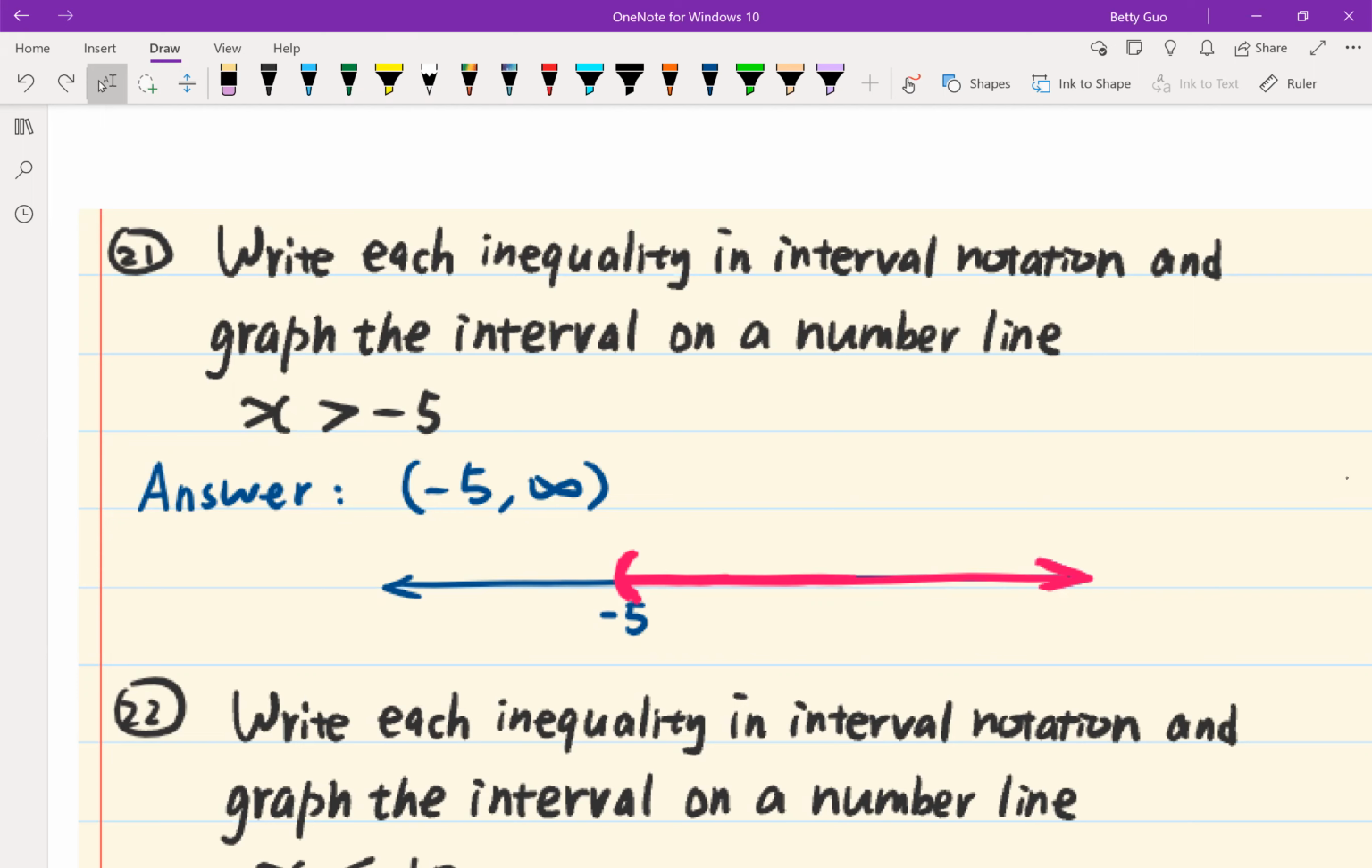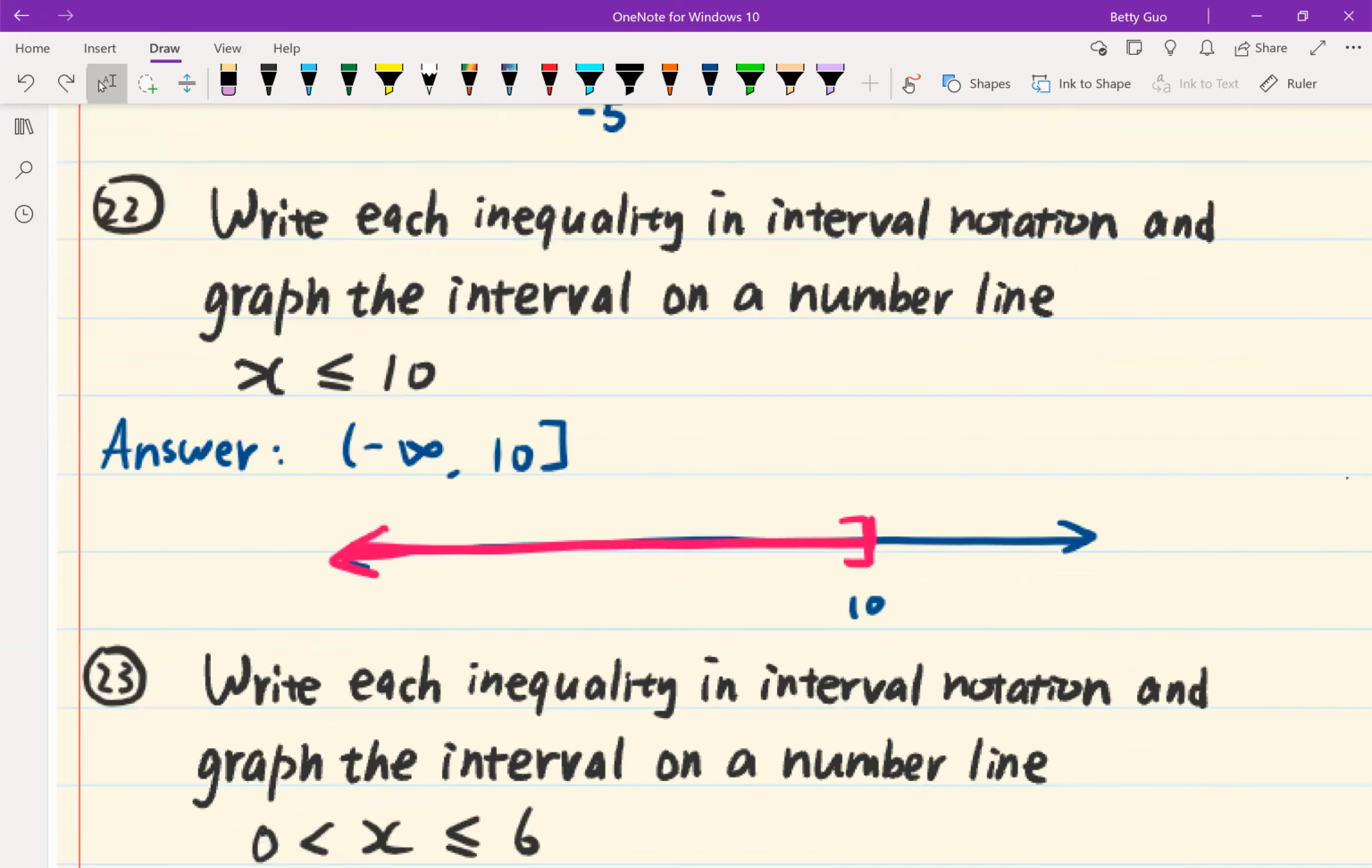Number 22. Same thing. All the real numbers no more than 10. Less than or equal to 10, right? So let's say here is 10. So we're going to go all the way to the left, right? All the real numbers to the left of 10. At 10, we have a bracket because 10 is included. X is less than or equal to 10, right? Less than 10 or equal to 10. Since 10 is included, we have a bracket. So the interval is left open, right close. Is that clear? Okay.